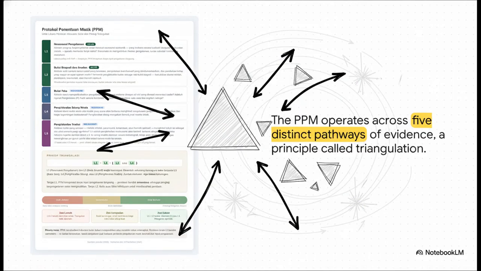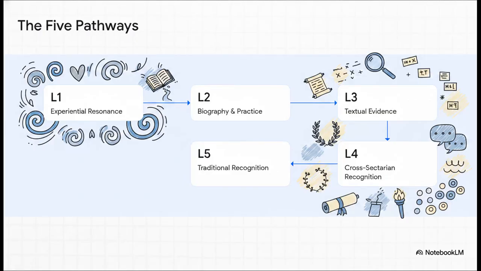The whole point is to make the process transparent and auditable. Now, the real power of the PPM is that it's not just based on one person's gut feeling. It's all about triangulation. It works by gathering evidence from 5 completely distinct pathways to see if they all converge and point to the same conclusion. It's incredibly robust. And here are those 5 pathways.